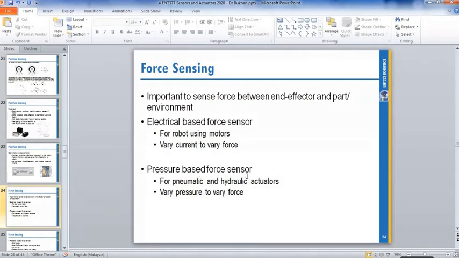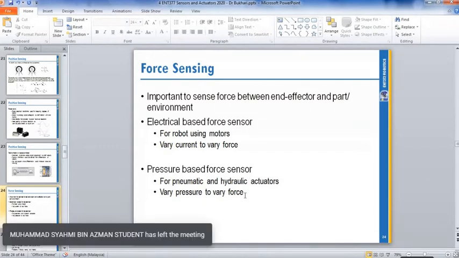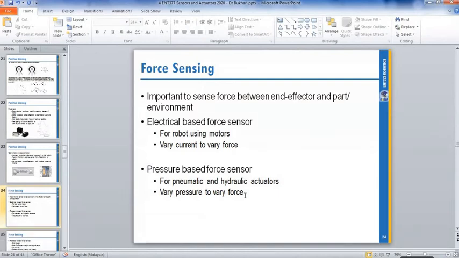Pressure-based force sensor, normally for pneumatic and hydraulic actuators: vary pressure to vary force. So higher pressure, higher force. For lower pressure, lower force.